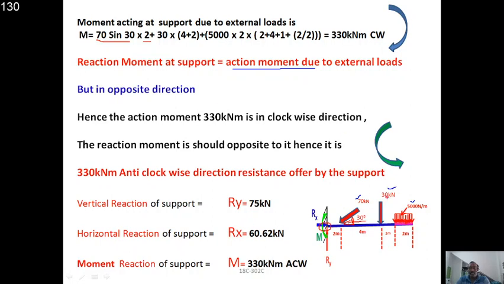And for the 30 kilonewtons, it is at a distance of 2 plus 4, 6 meters. And the 5000 UDL is acting at the midway, 2 by 2, plus 2 plus 4 plus 1, that is the total distance, and its magnitude occupies a length of 2 meters, hence 5000 into 2. And in order to obtain kilonewtons, we have to divide it by 1000, right? Then you will get this answer.